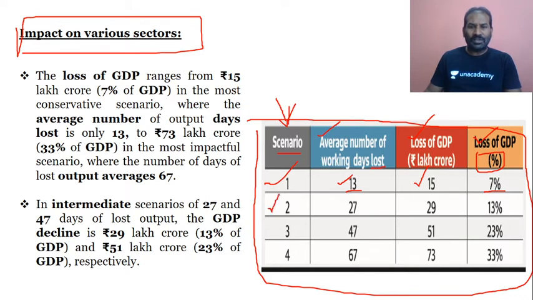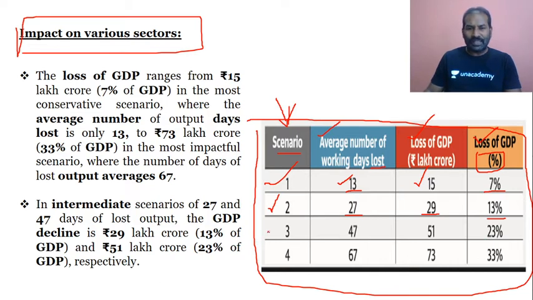And the second scenario is if 27 working days are lost because of the national lockdown, then 29 lakh crore rupees would be the loss for the GDP of the nation. In percentage terms, it is 13% of the GDP. So it is very tough, 13% is very tough, because we have looked at the fiscal deficit of Saudi Arabia, 8%. Now it is 13% of loss to the GDP.